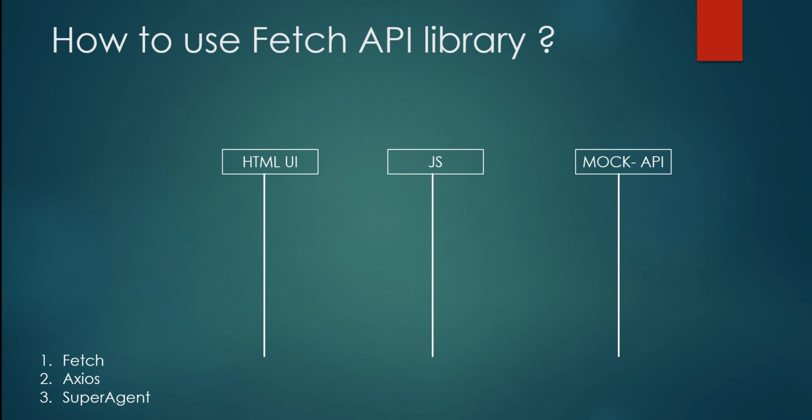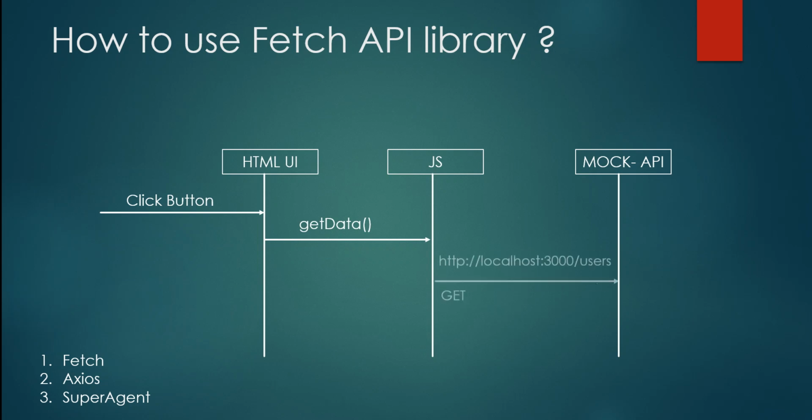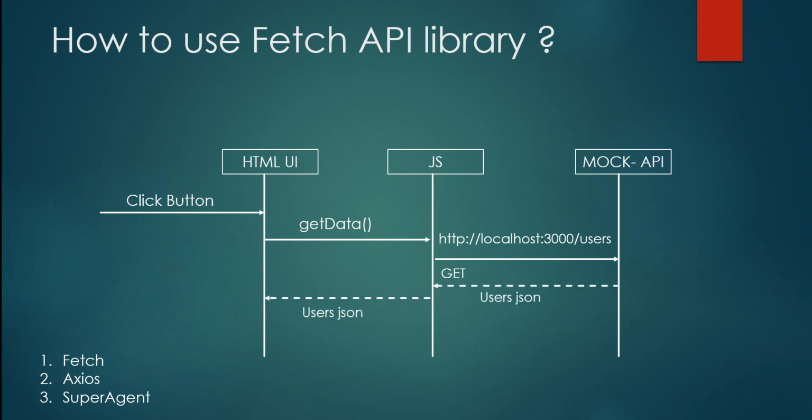So let's take a simple use case where a user clicks the button to get the user's data. Internally it will call the get data function in the JavaScript. The JavaScript function internally will use the fetch API library to retrieve the users from the JSON server, that is the mock server. The retrieved users are then passed on to populate the HTML table.